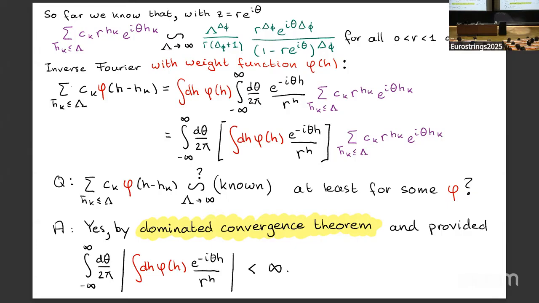Right, so you see that phi of h cannot be a delta function, because then this would be 1, that's not integrable. Phi of h cannot even be a step function, because the Fourier transform of a step function falls off like 1 over theta, so that's not integrable. But it should be some smoothed out step function, and then we're good. So it's for these kind of test functions that I can swap the lambda to infinity limit with the integral, right? So this is the kind of result we can now prove rigorously.